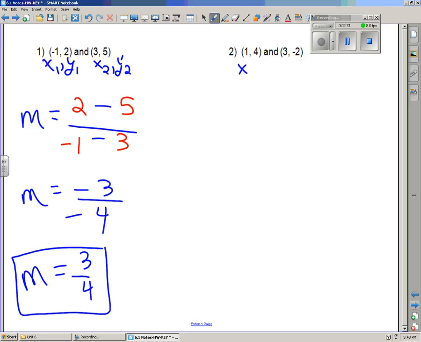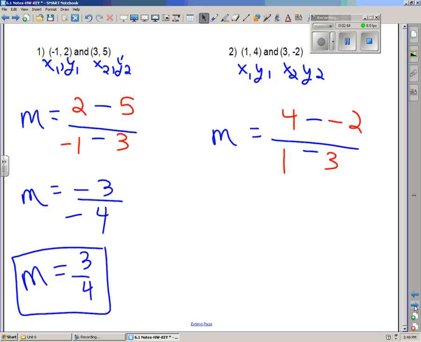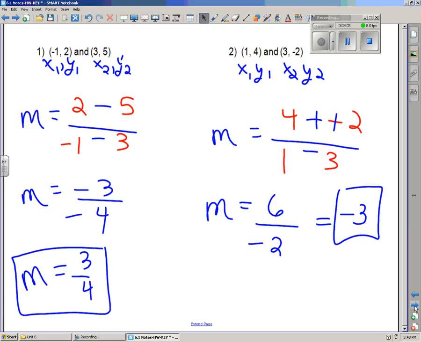On number 2, again, if you want, label your points x1, y1, x2, y2. Set up your ratio. And then on top, 4 minus -2. On the bottom, 1 minus 3. When you do the math, don't forget double negatives. It becomes 6 over -2. And in this case, your slope is going to simplify to -3. Feel free to put a -3 over 1 if you want, or just leave your slope as -3, and that's fine.